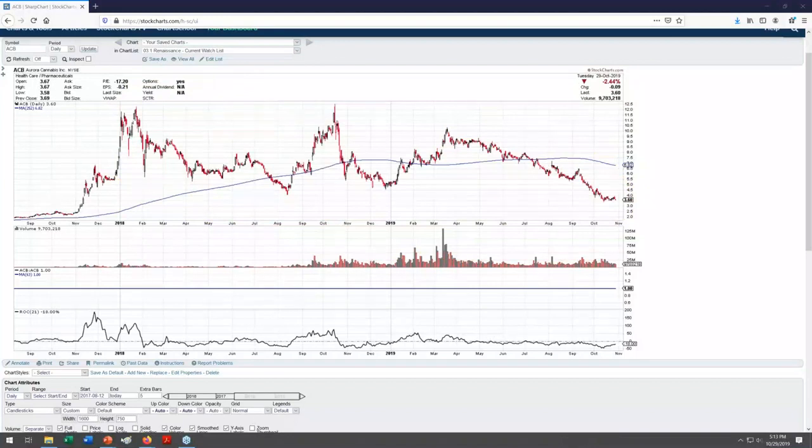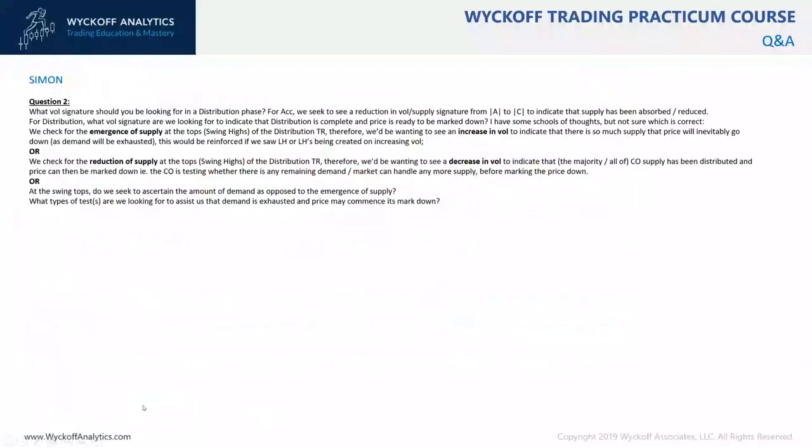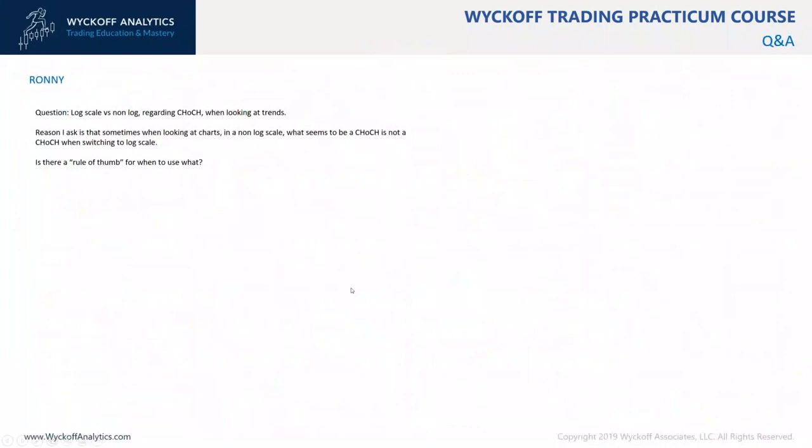All right, let's see what else we have left. There was, I think, one or two more questions. Okay, so from Ronnie: log scale versus non-log regarding change of character when looking at trends. Reason I ask is that sometimes when looking at charts in a non-log scale, what seems to be a change of character is not a change of character, and when switching to log scale, is there a rule of thumb to when to use it?